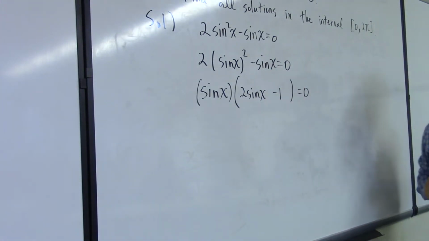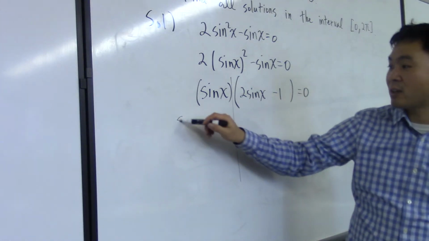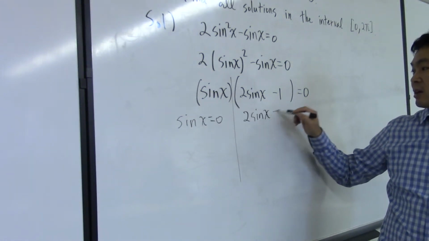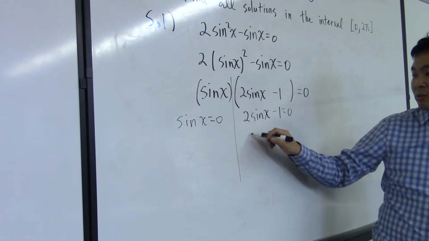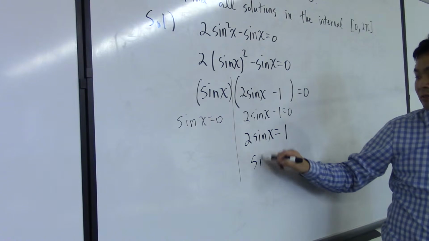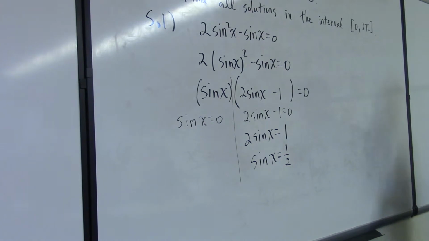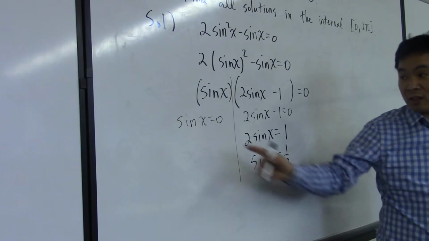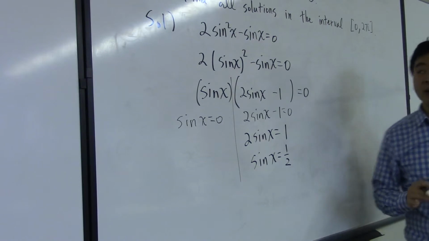Okay? Then, when you have two things multiplied to 0, it's either sine x is equal to 0 or 2 sine x minus 1 is equal to 0. Now 2 sine x minus 1 equal to 0 can be further solved as 2 sine of x equal to 1, sine of x equal to 1/2. So solution of this should either satisfy sine of x equal to 0 or sine of x equal to 1/2. We have to figure out those values of x. How do we do that?